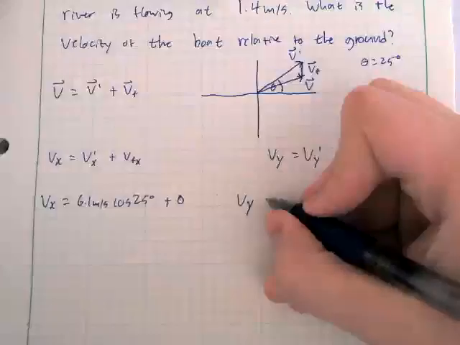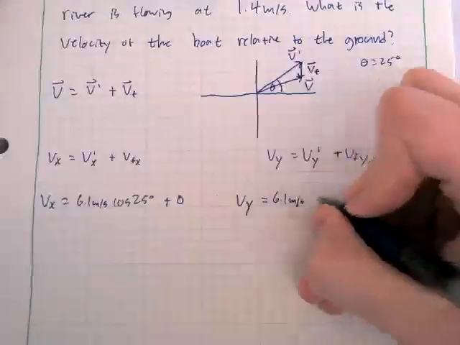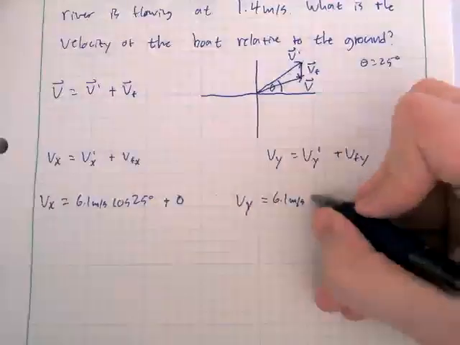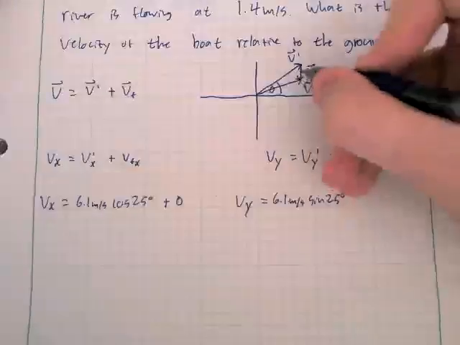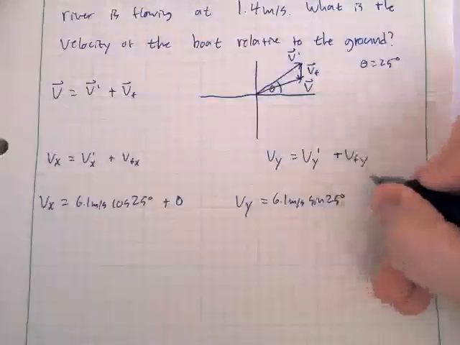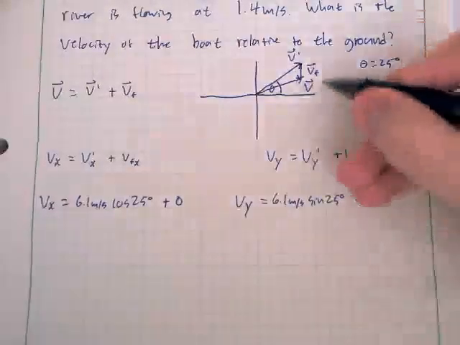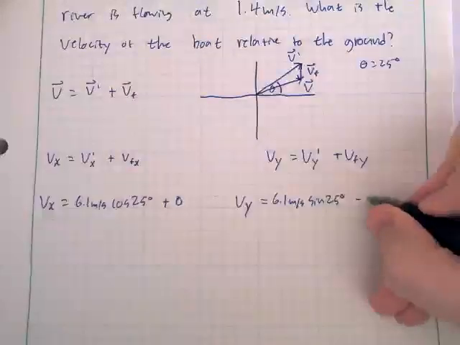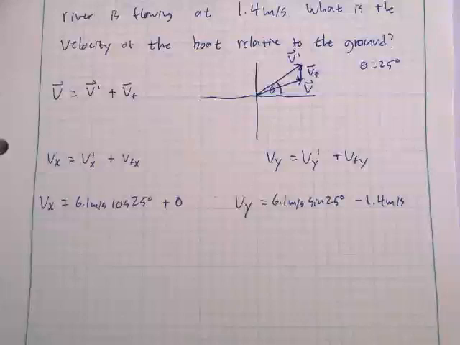We have Vy is going to be equal to 6.1 meters per second times the sine 25 degrees, right? So this will give me the opposite. This will give me the vertical component of v prime plus vfy, but we know the water is moving down, right, as we have it defined. So it's minus 1.4 meters per second.